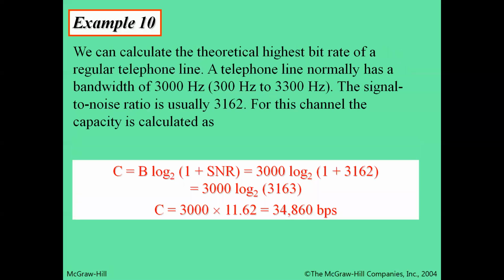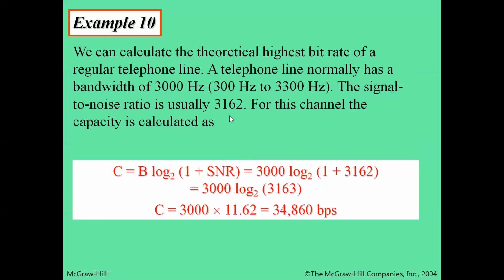Next example: we can calculate the theoretical highest bit rate of a regular telephone line. The bandwidth of the telephone line is given as 300 hertz to 3300 hertz. So bandwidth is the highest frequency, which is 3300 hertz, minus the lowest frequency, that is 300 hertz. So it becomes 3000 hertz. The bandwidth comes to 3000 hertz. This minus this becomes 3000 hertz. So we have got the value of bandwidth, 3000.